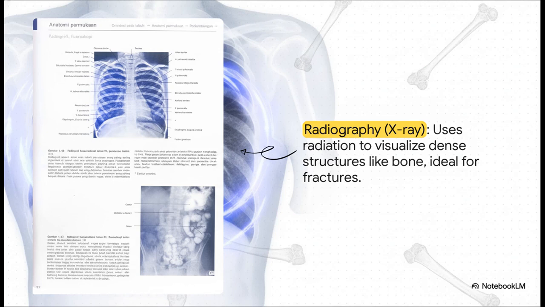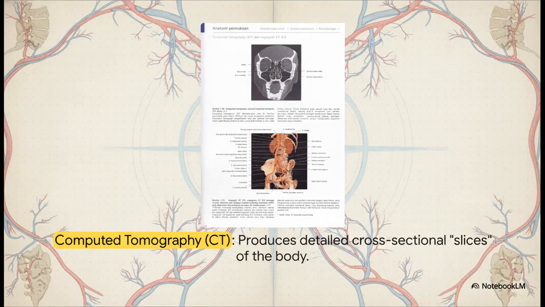Basically, it shoots a type of radiation through your body. Your soft tissues don't block much of it, but dense things like bone do. So the bones show up as white on the film. That's why it's still the go-to for checking for a broken bone. Okay, now a CT scan is like an X-ray on steroids. Instead of just taking one flat picture, the machine spins around you, taking a whole bunch of X-ray images from every angle. Then a powerful computer stitches them all together to create these super detailed cross-sectional slices. It lets doctors see everything, organs, bones, blood vessels, in a way that's almost like a 3D model.